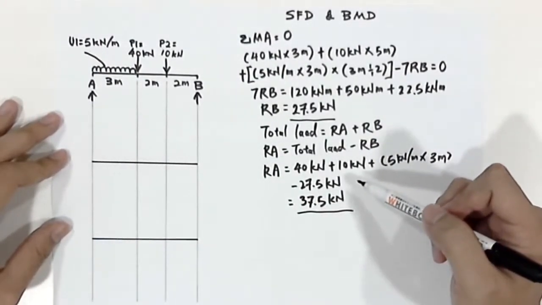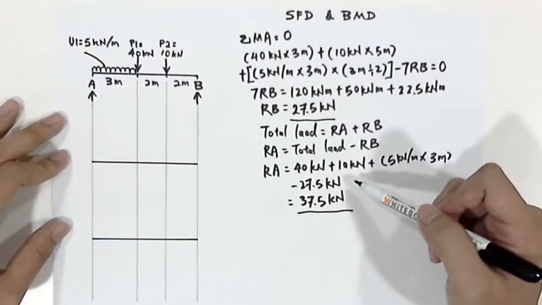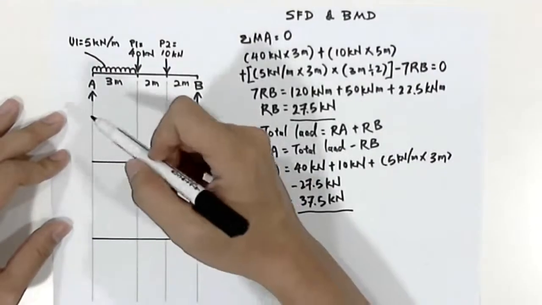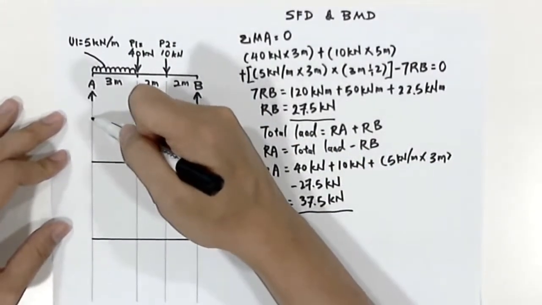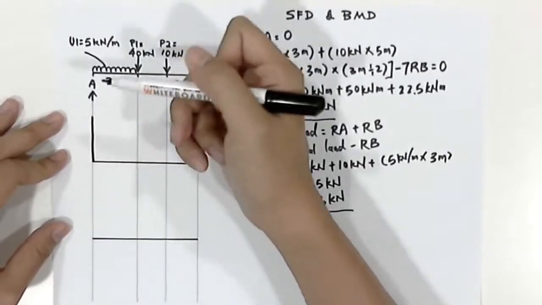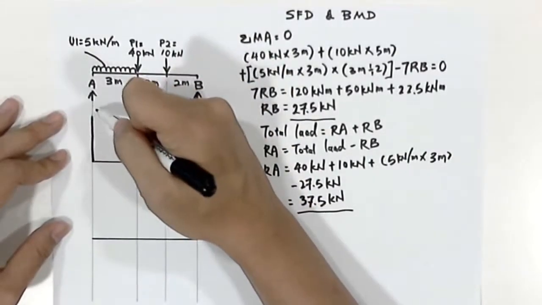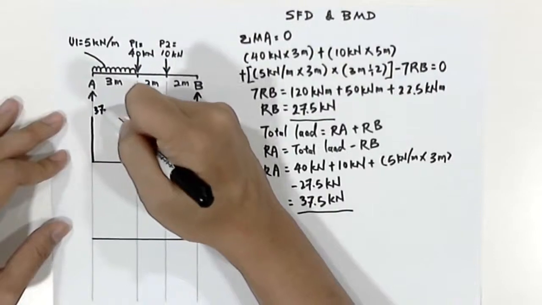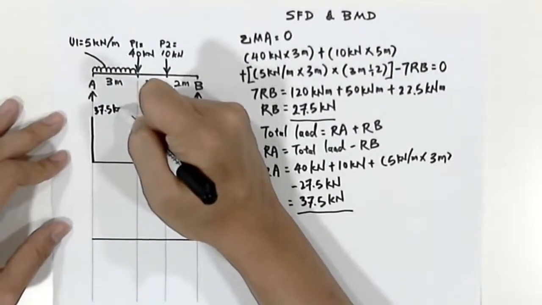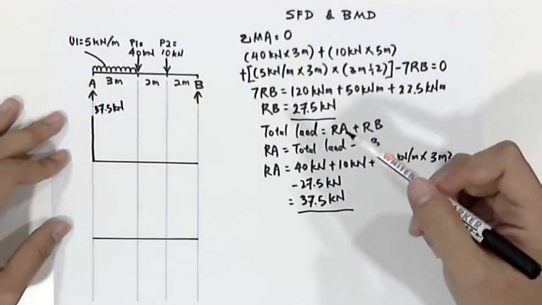On support A, with a value of 37.5 kilonewton. So try to draw, and then we'll put the value 37.5 kilonewton at here.